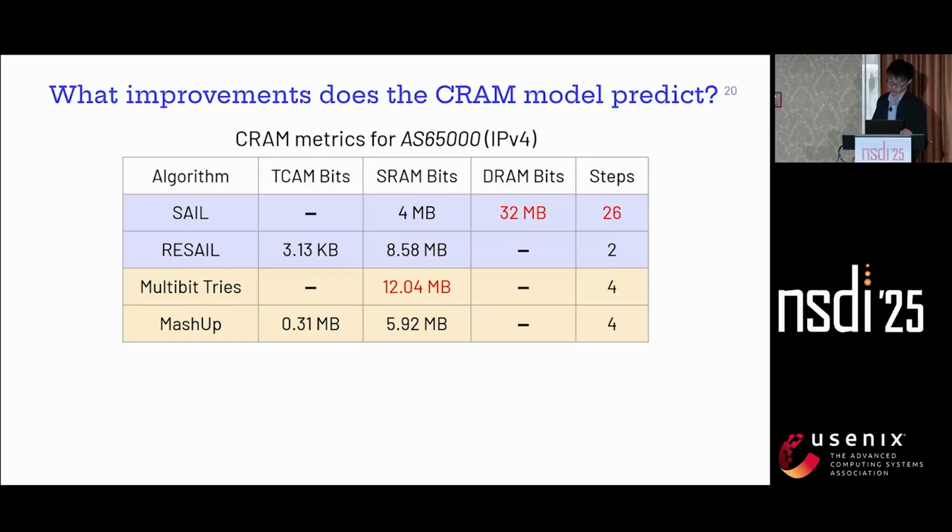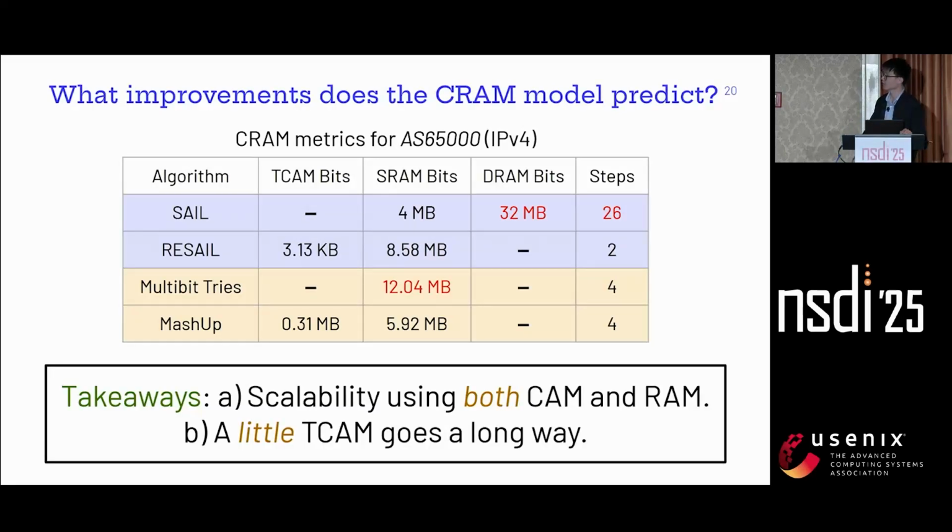A similar occurrence is seen with multi-bit tries. We reduce the SRAM by a factor of 2 with a small, tiny cost in TCAM. And here are the 2 takeaways: we find that we can greatly improve an algorithm's scalability by using both CAM and RAM, and that in fact, for the best results, only a little TCAM is needed.